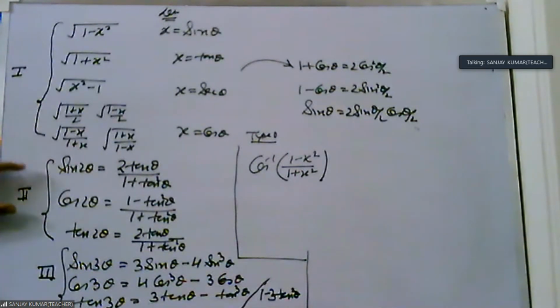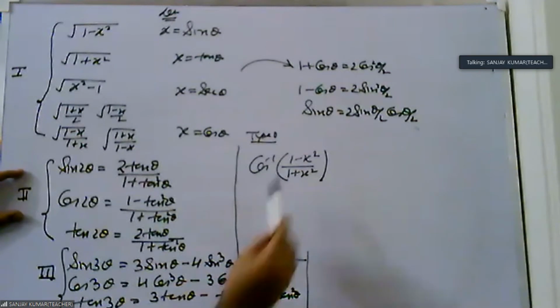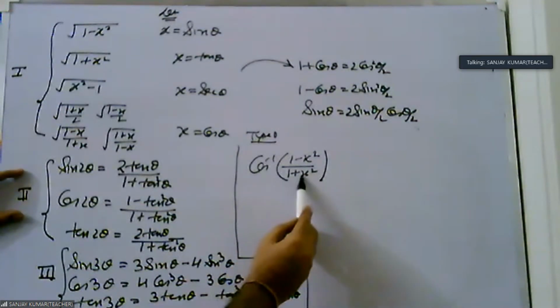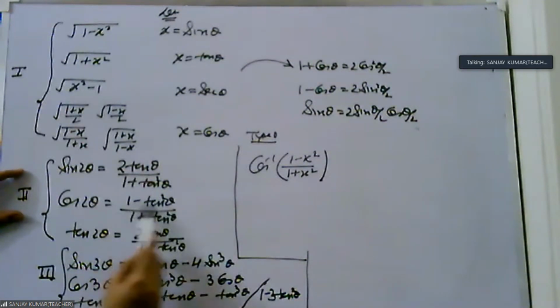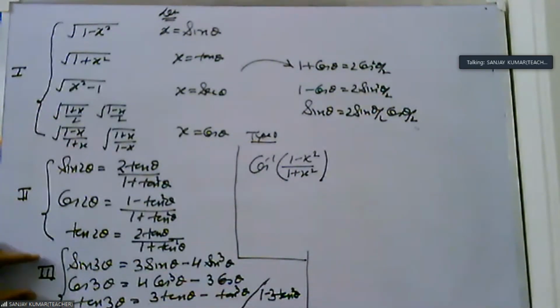Now we come to the second. First we match with the first, then we come to the second. It is matched with the second. Yes, it is matched with the second. 1 minus x square, 1 plus x square. You see 1 minus x square, 1 plus x square. It is matched with this. If it is not matched with the second, then we come to the third.